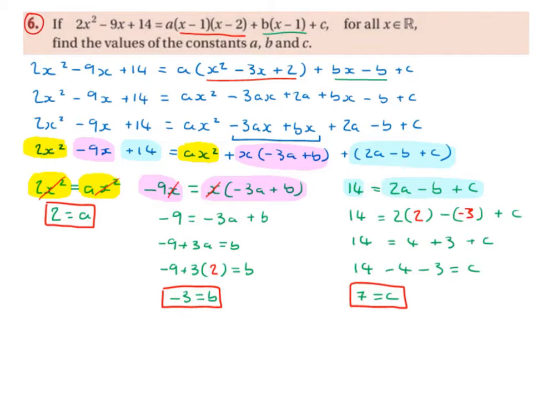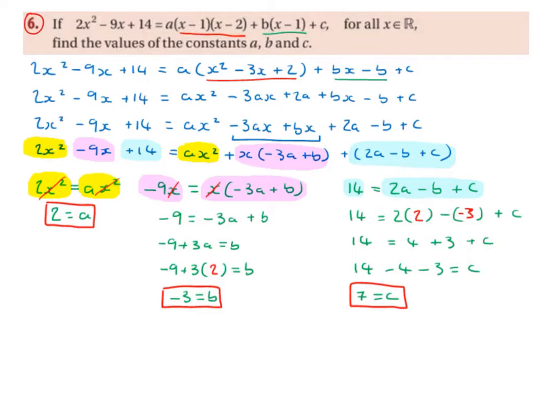So we're going to group together now the x terms. So we have −9x equals x times (−3a + b). So we're going to forget about the x's. So we have −9 = −3a + b. The −3a comes over the equal sign, becomes +3a. So we have −9 + 3a is equal to b. We're going to swap the a for 2 because we already found a to be 2. So we have −9 + 3 multiplied by 2 is equal to b. 3 by 2 is 6, and −9 + 6 is −3, so b is equal to −3.